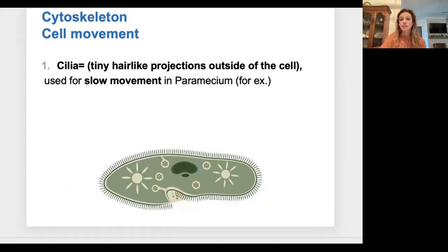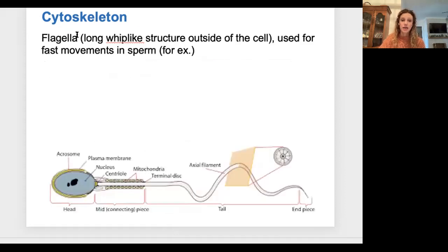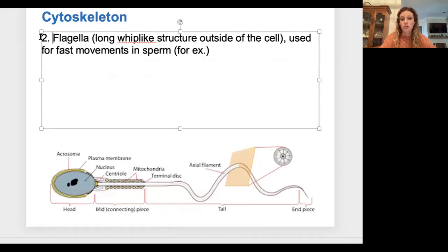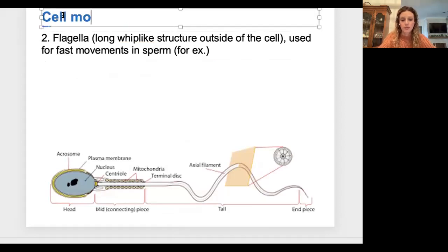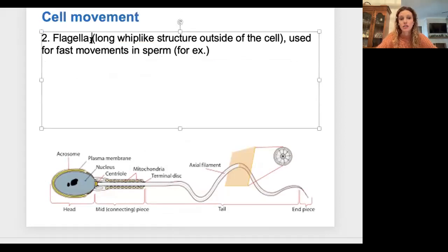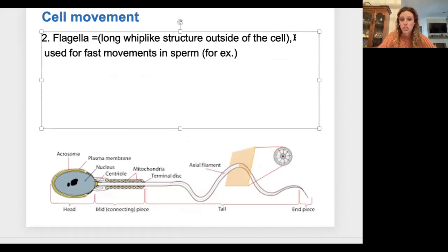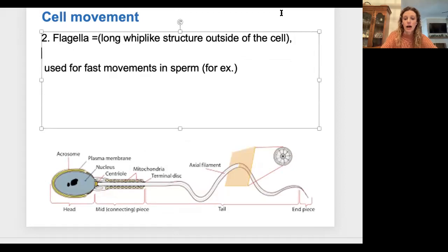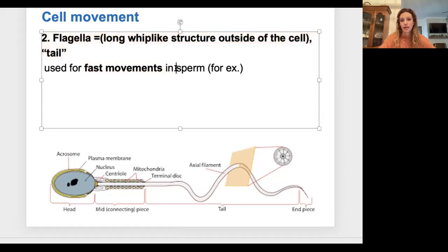But if a cell wants to be really fast, this is where I want you to put number 2 for cell movement: flagella. Flagella is a long whip-like structure outside the cell. I want you to say that it's like a tail, and this is used for fast movement. Go ahead and put your example for flagella and fast movement: sperm.